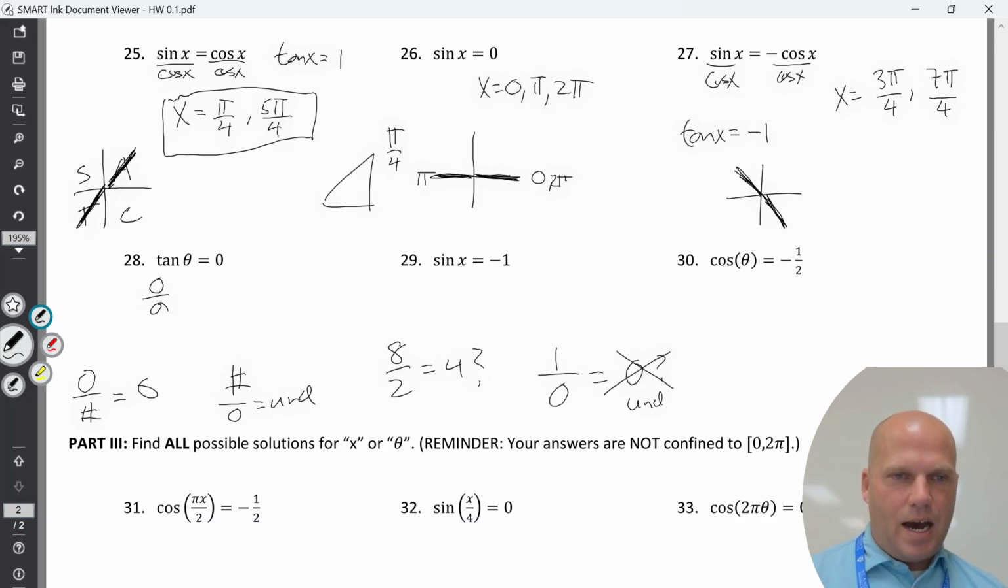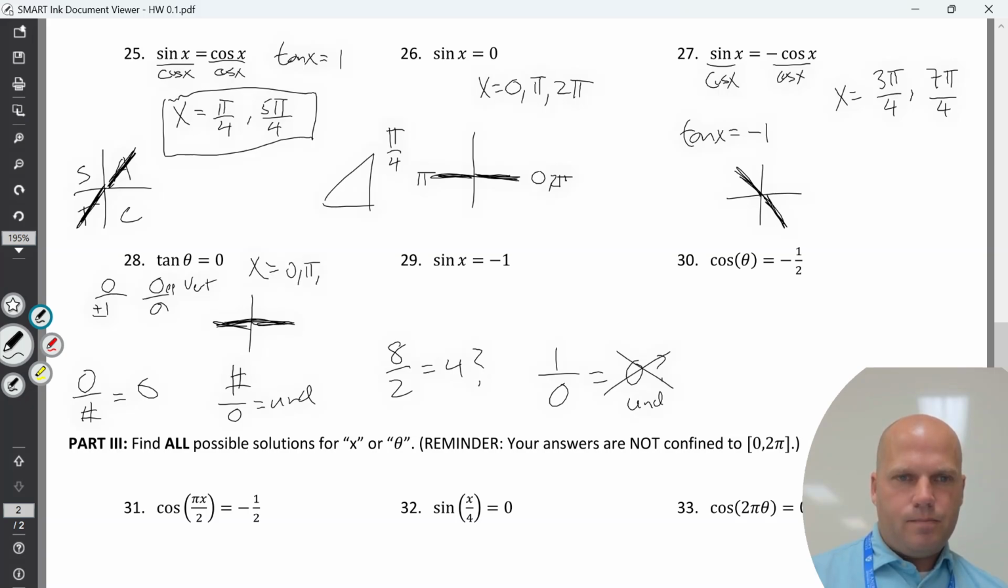So I want the opposite to be 0. I want the adjacent to be plus or minus 1. So where do we have the opposite, or the vertical, or the y to be 0? The y is 0 at the horizontal zeros. Okay, so I'm going to have the same answer as here, 0, pi and 2 pi.